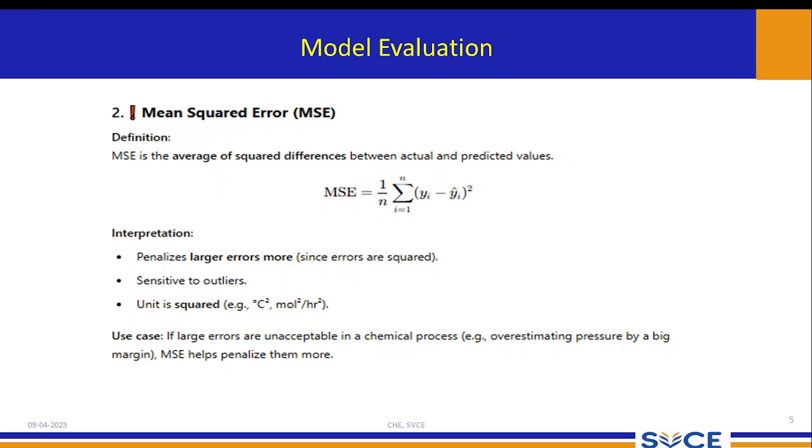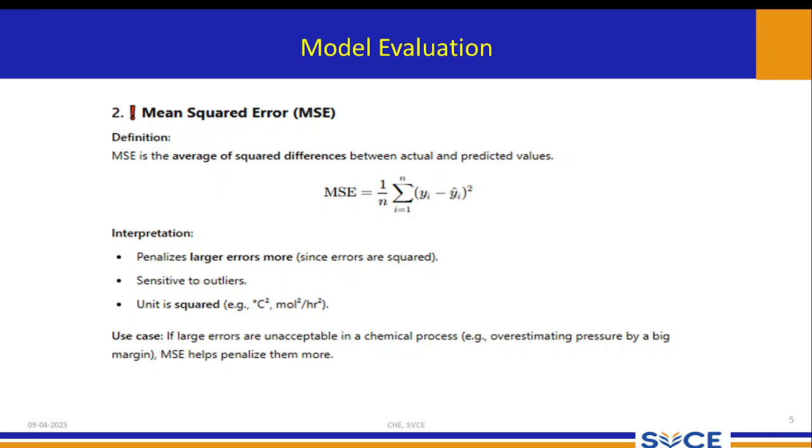So the interpretation goes like this for the mean square error. It penalizes large errors more. Since errors are squared, that means it penalizes the larger errors. It is also more sensitive to outliers. That means abnormality. Whenever you find abnormality, it will be sensitive.